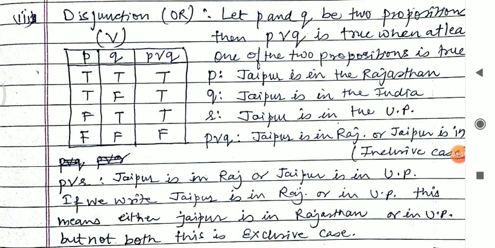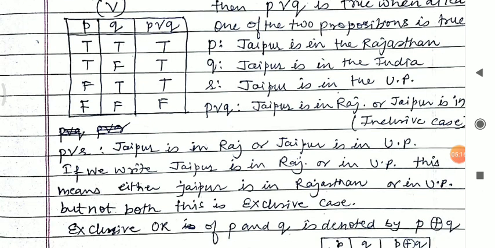Three propositions P, Q, R are given. That is, Jaipur is in Rajasthan, Jaipur is in India, and Jaipur is in UP. P or Q is simply Jaipur is in Rajasthan or Jaipur is in India. This is the inclusive case, meaning either it is in Rajasthan or in India. P or R: Jaipur is in Rajasthan or Jaipur is in UP. These two are simple things.